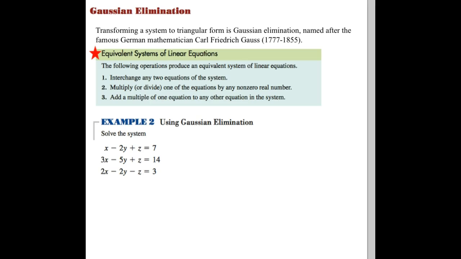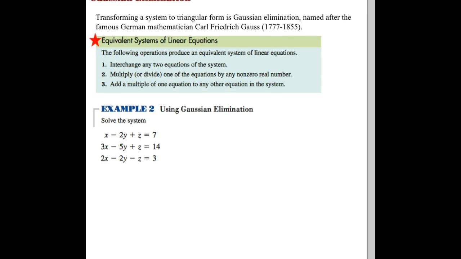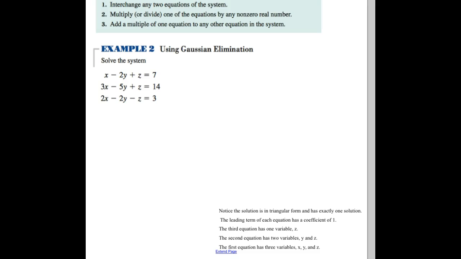Okay, so we can add two equations together. We could multiply by a non-zero constant and then add them together. We can interchange two rows. All right, so those are the steps I'm allowed to do. Now, the process.